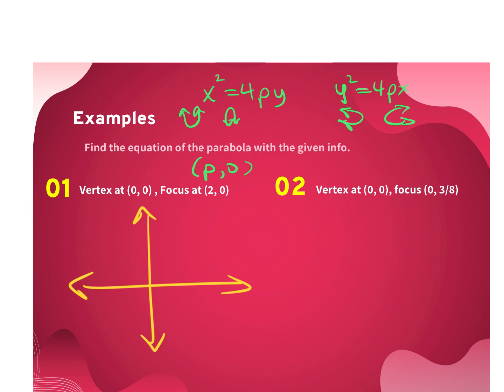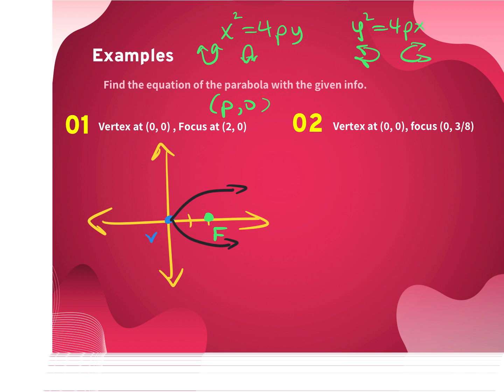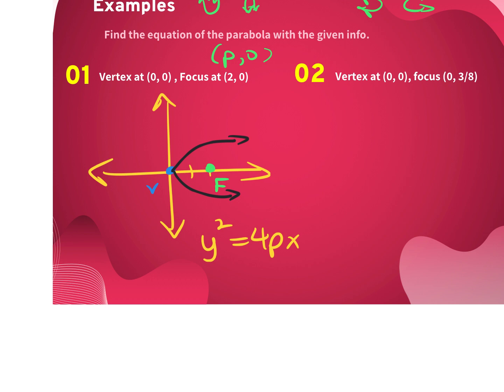So I'm going to go ahead and graph my vertex at 0, 0, and I'm going to graph my focus, which is the ordered pair (2, 0). So this is the focus. This is the vertex. Remember, your parabola always surrounds the focus. So I can see that this is opening to the right. So this tells me that it's going to be the y squared parabola. So I'm going to be using y squared equals 4px. It's opening to the right.